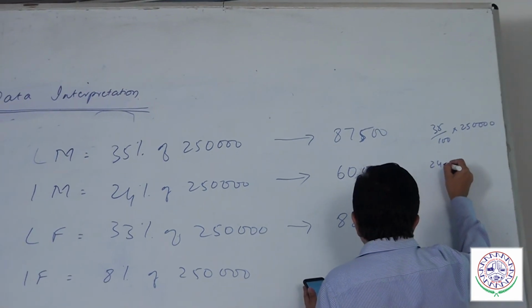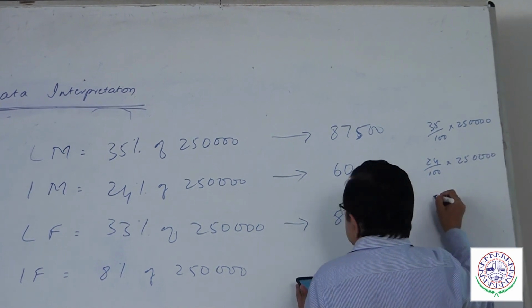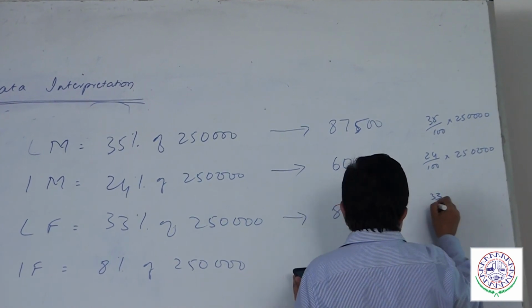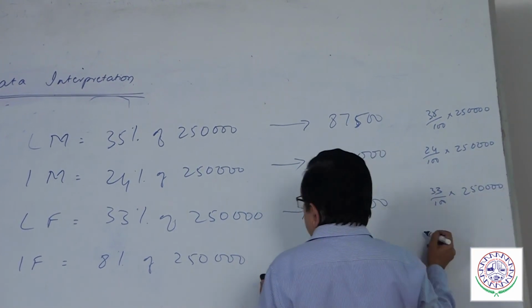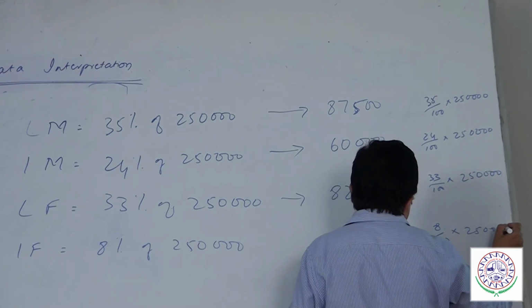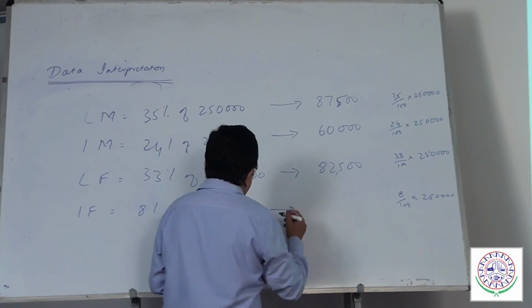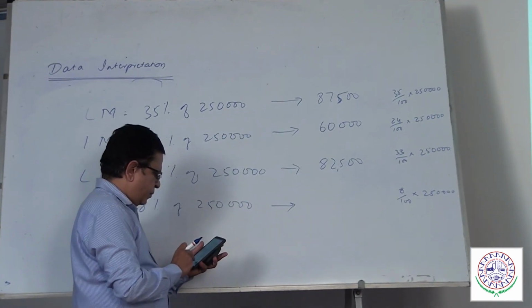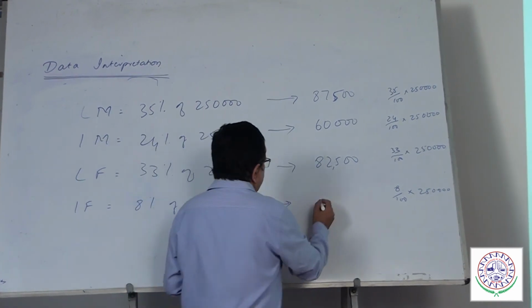This is 24 by 100 into 2,50,000. This is 33 by 100 into 2,50,000. And next one is 8 by 100 into 2,50,000. So 8% of 2,50,000, that is 20,000.